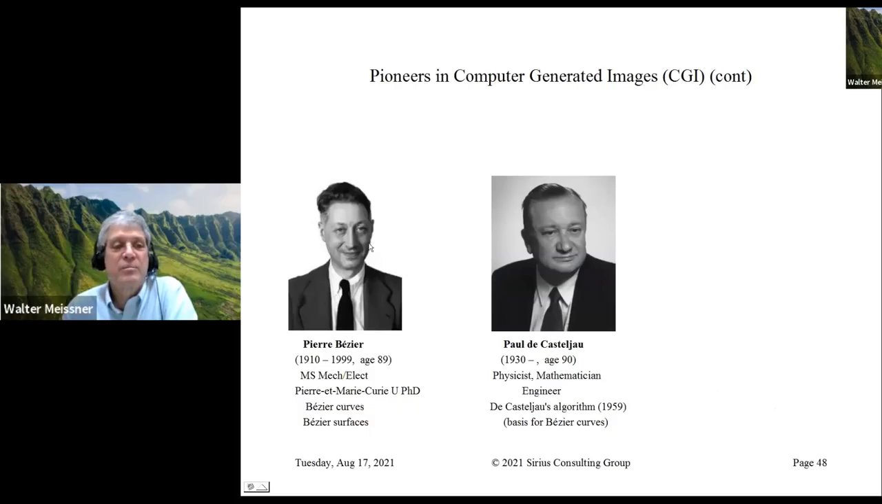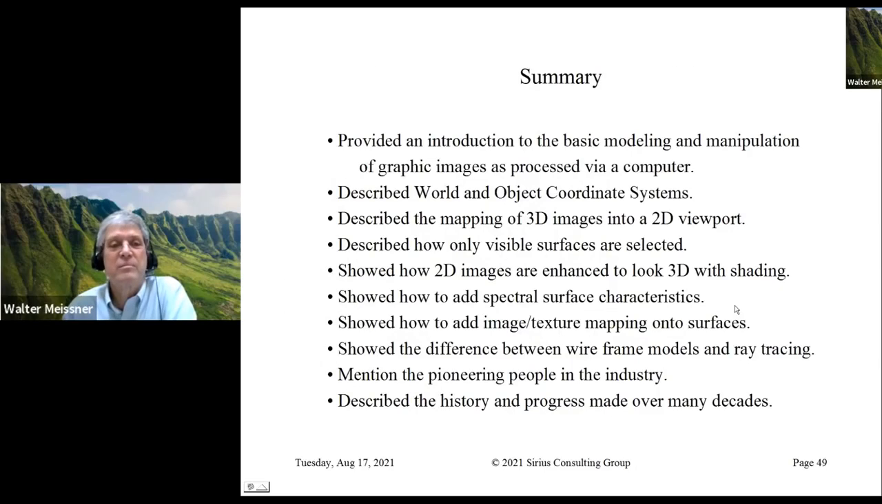These are the two people from France behind Bezier curves and the de Casteljau algorithm, but they stayed in France. But there was quite a bit of work done over there to start with.